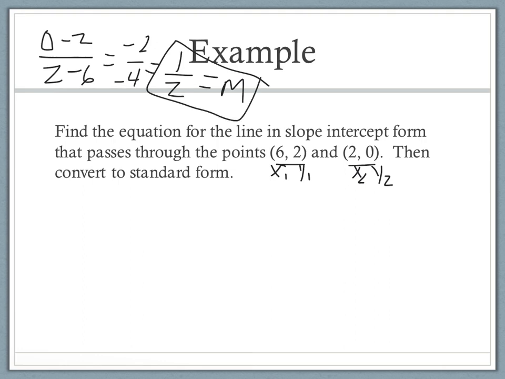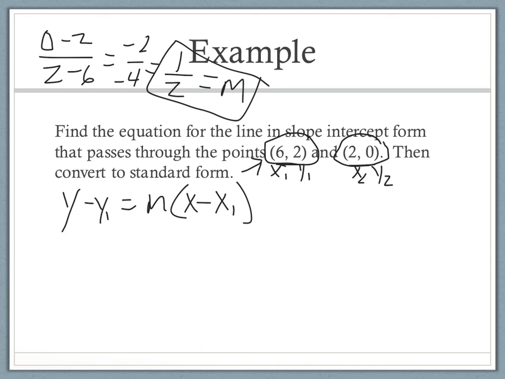Okay, now I have my m. Now I just need to pick one of my points so that I can put it in point-slope form. Okay, there's point-slope form right there. And now you could pick either one of these points. Last one I picked the easier one that was 2, 0. You can pick that one. This time I'm just going to show you that either of them will work, so I'm going to pick that 6, 2 this time. You could do either of them, but let's go ahead and do y minus 2 equals 1/2, and then x minus 6. Okay, so first we're going to distribute.